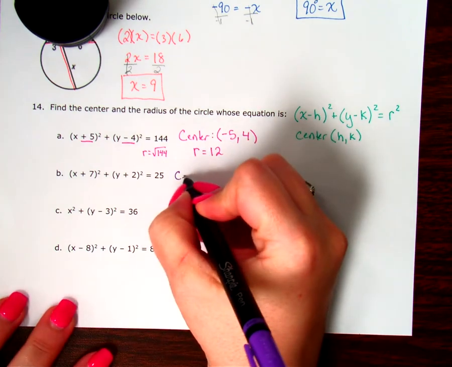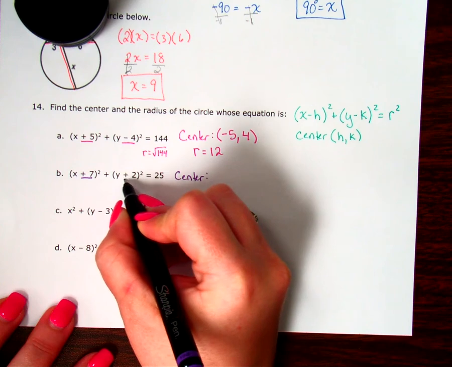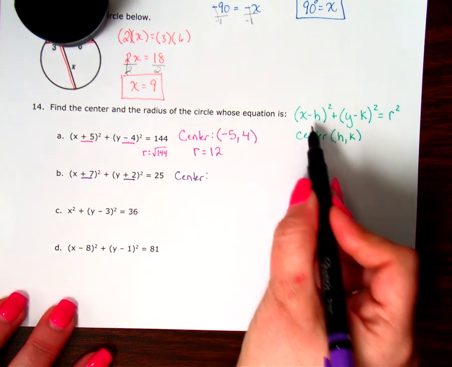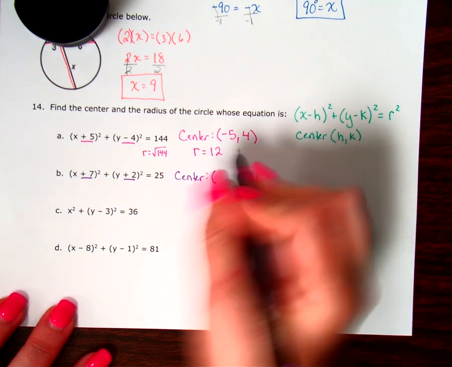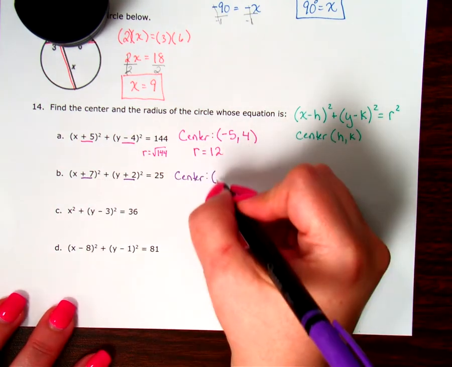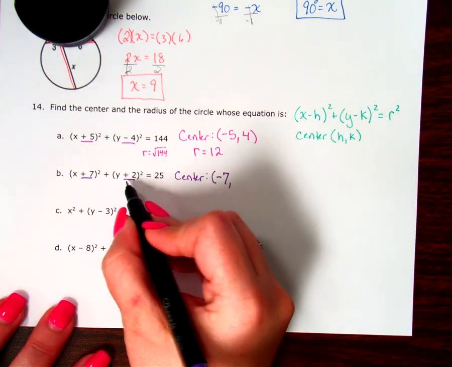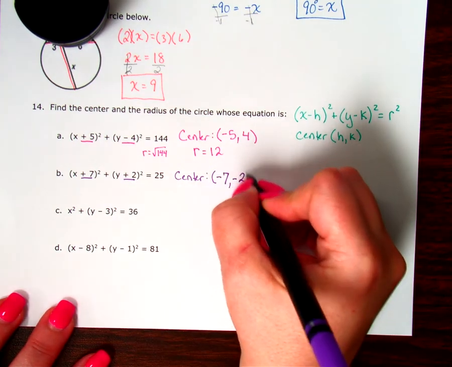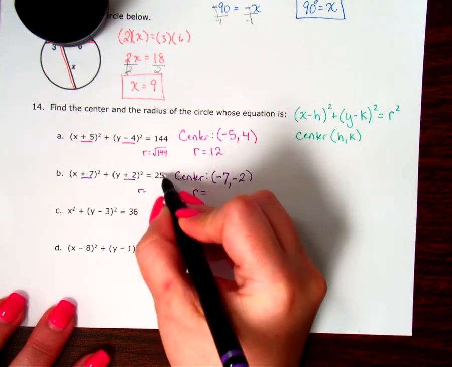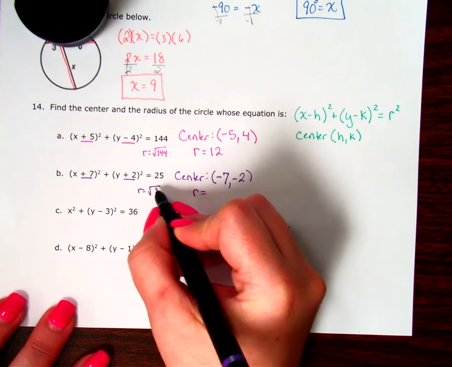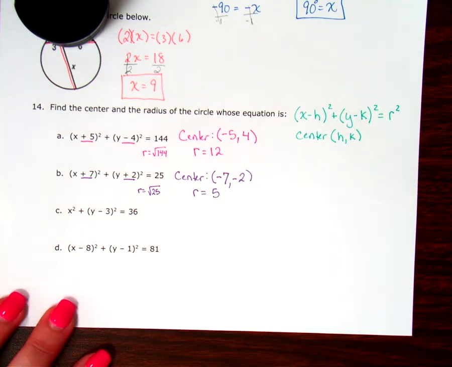Letter B, again, to find my center, I'm going to look at my x and my y, and remember that when they go in the formula, they look opposite of what they were in the coordinate. So if it says +7, that means it was really a -7. If it says +2, it was a -2. And to get my radius, I have to unsquare the 25, and that is just 5.